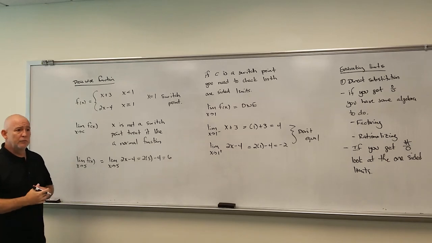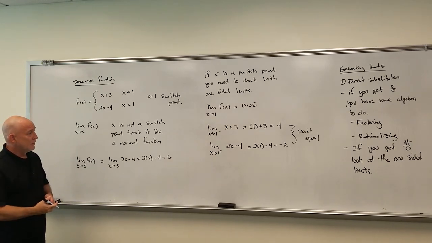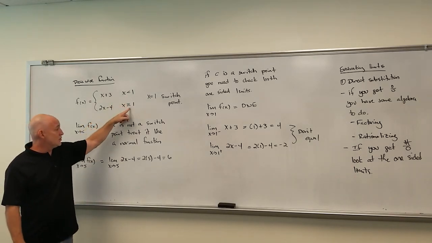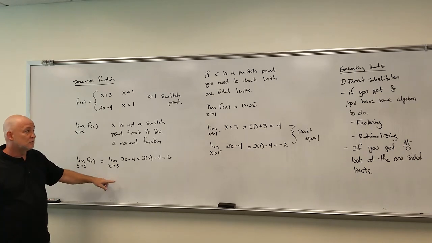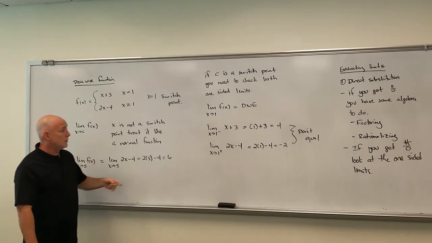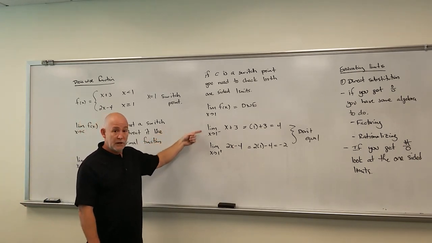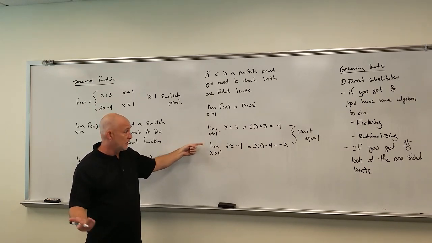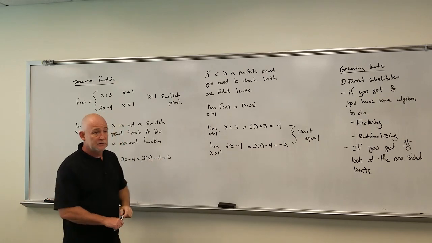All right, so piecewise functions are a little bit different than other ones because they're a different type of function. If you're doing the limit of a piecewise function and it's not at a switch point, just do direct substitution. If it is at a switch point, you need to do the limit from the left and the limit from the right and compare those. If they're the same, then the limit exists and it's what it equals. If they're different, the limit does not exist.